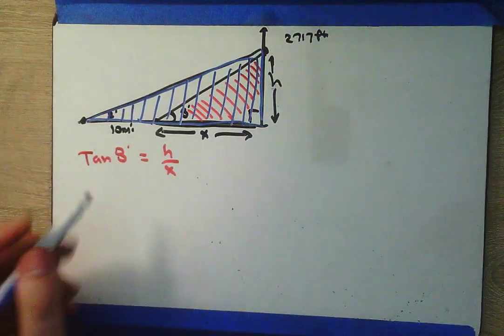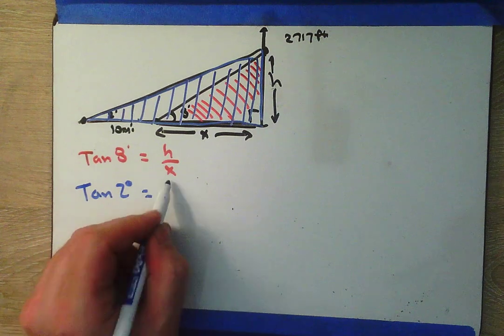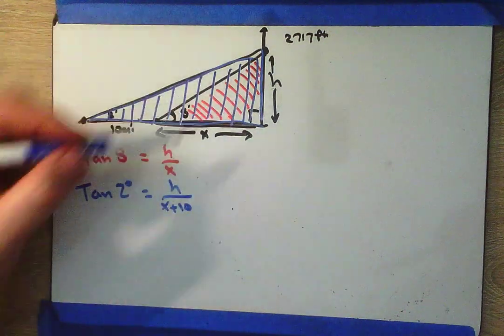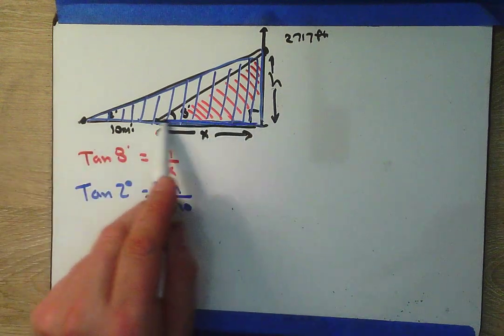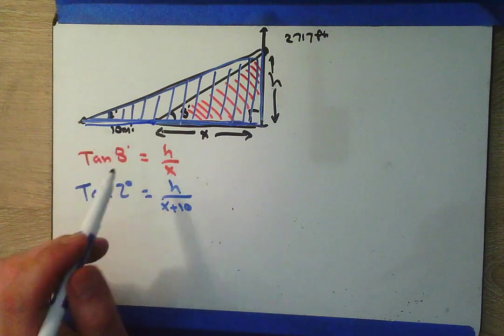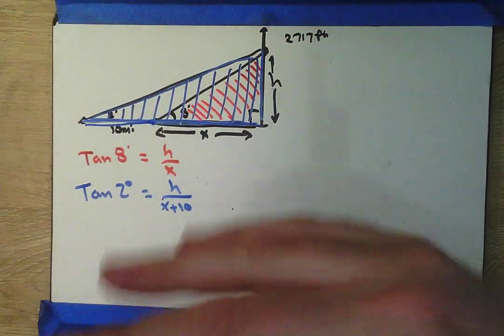And we can write a tangent equation for that. Tangent 2 equals h over x plus 10. Opposite is still h, but now the adjacent side is not just this x, but this additional 10 as well. Okay, so I'm trying to find h.